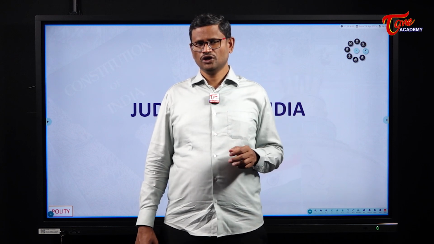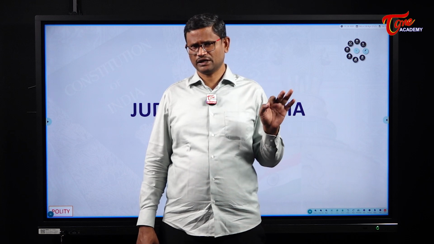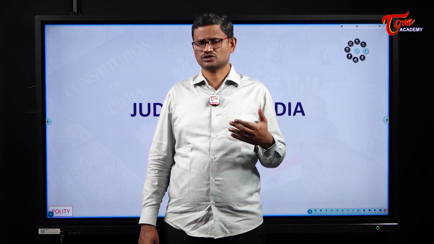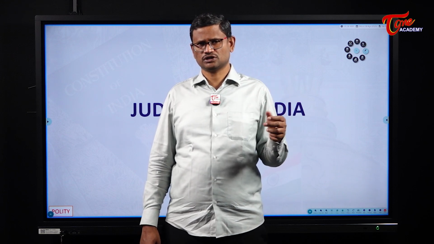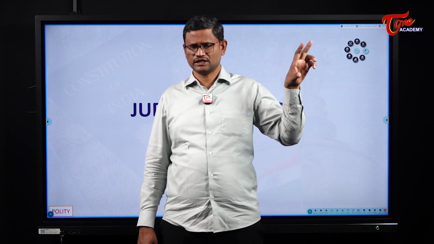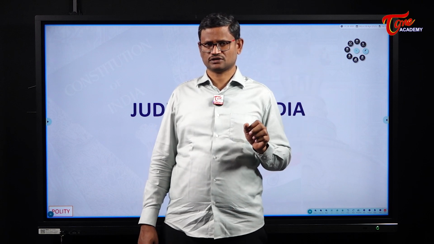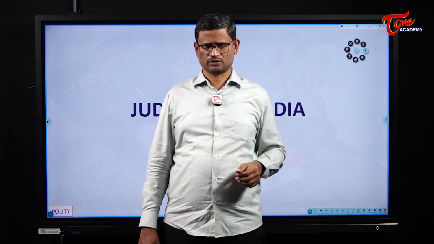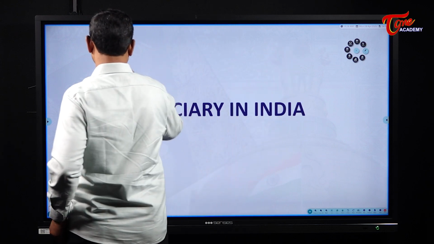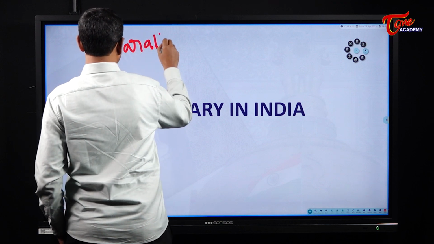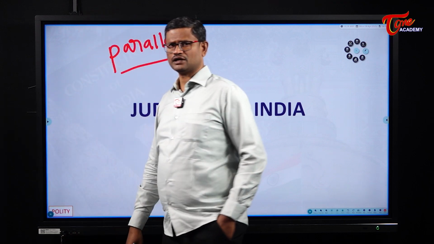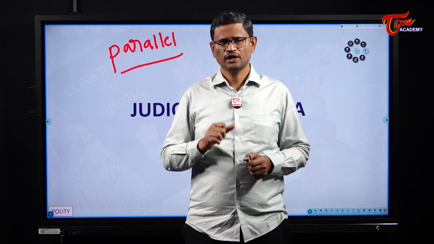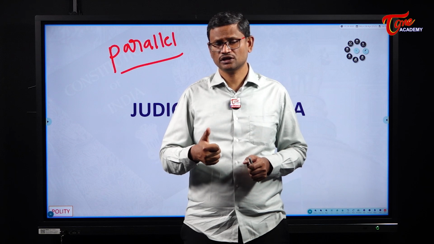For example, if you take the United States of America, which is a classical federation and the first federal constitution in the world, there is a dual judiciary. So the judiciary of the center is independent of the judiciary of the states. The judicial power is divided between the federal government and the state government. That's why it is called parallel judiciary.